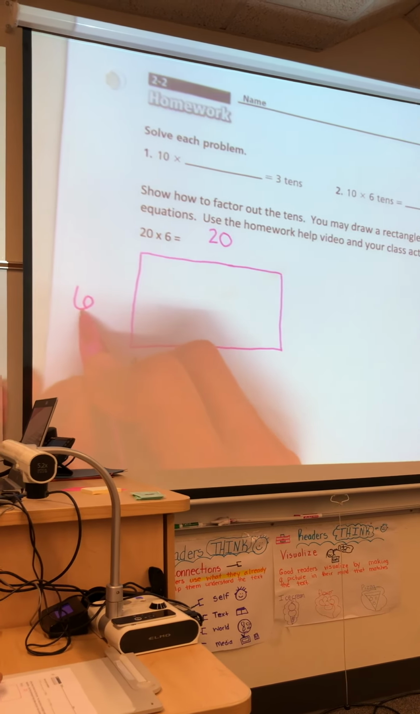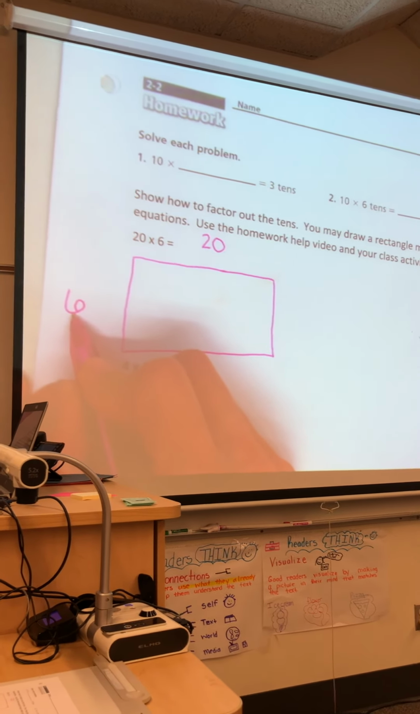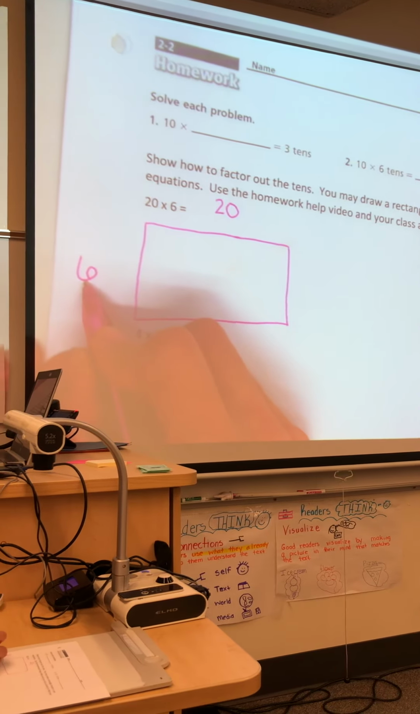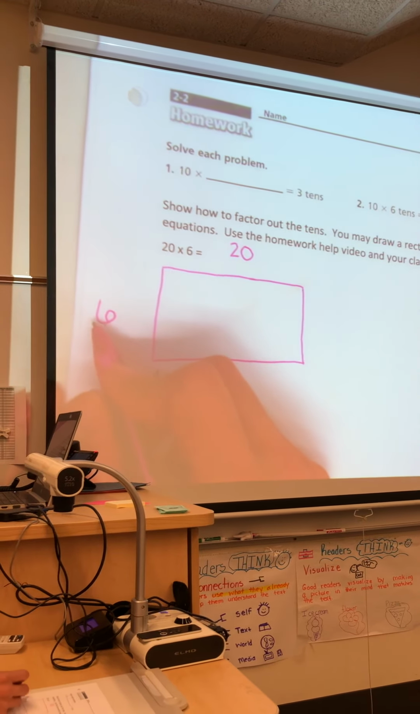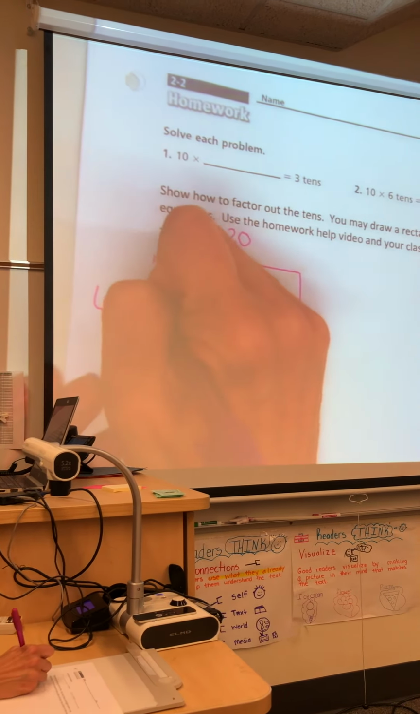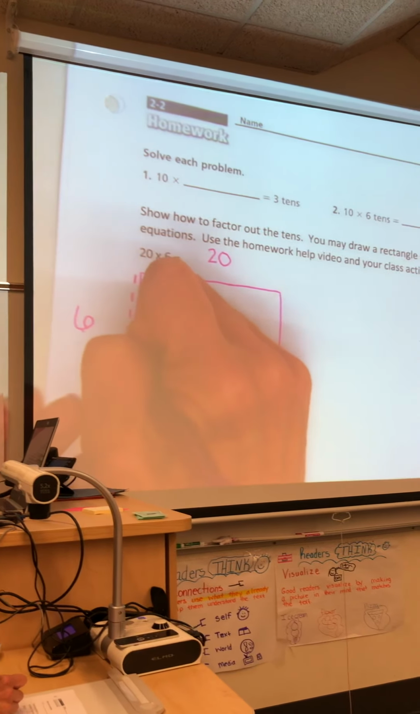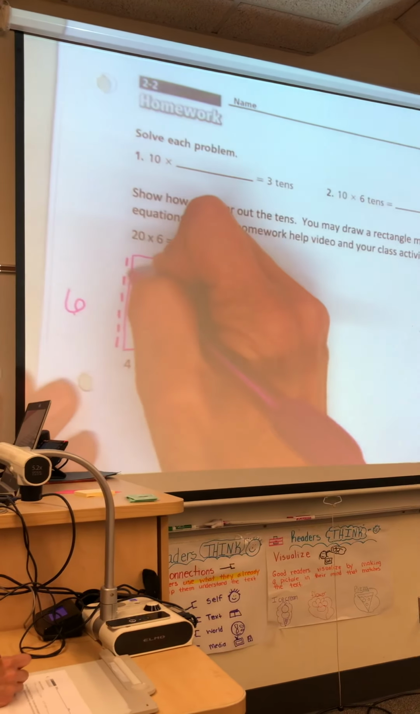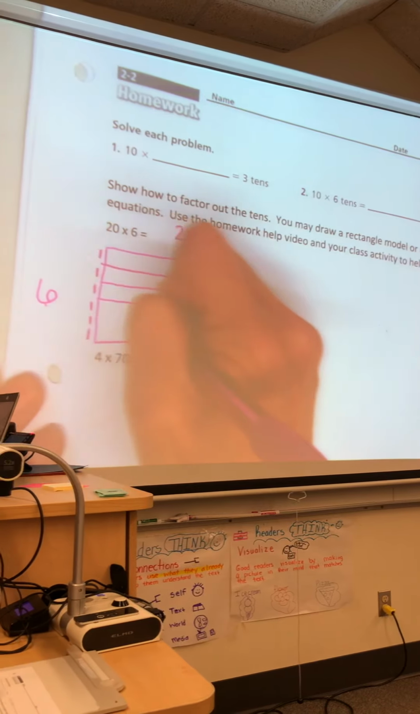When I think about 6, I think, can I factor out 1s or 10s? And 6 doesn't have any 10s, so I'm going to have to pull out the 1s. 6 has 6 1s, so I'm going to say 1, 2, 3, 4, 5, 6. And then I can draw my lines to show that I have 6 rows here in my array.